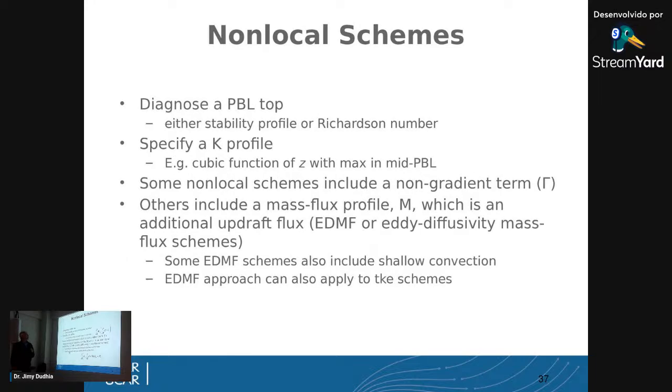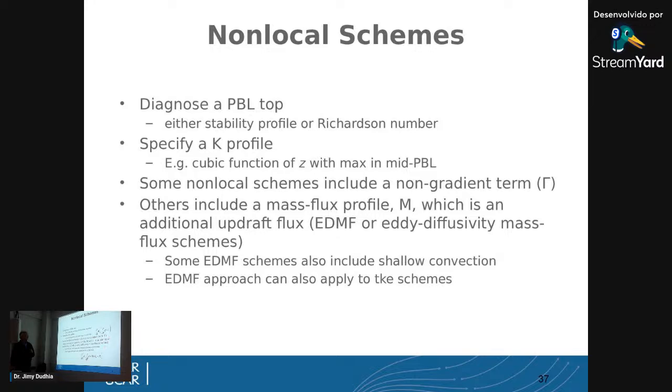So with the non-local schemes, we first diagnose a PBL top, either through a stability profile or Richardson number. We specify a K profile in a simple way. This K is often like a cubic function. And then this has got the gamma term that I mentioned before. It's just specified as a function of the surface heat flux mostly. And so you can see that even when there's no vertical gradient of theta, there's still a vertical flux due to the gamma term. So this allows the boundary layer to develop a neutral profile or even a slightly stable profile because of this term.